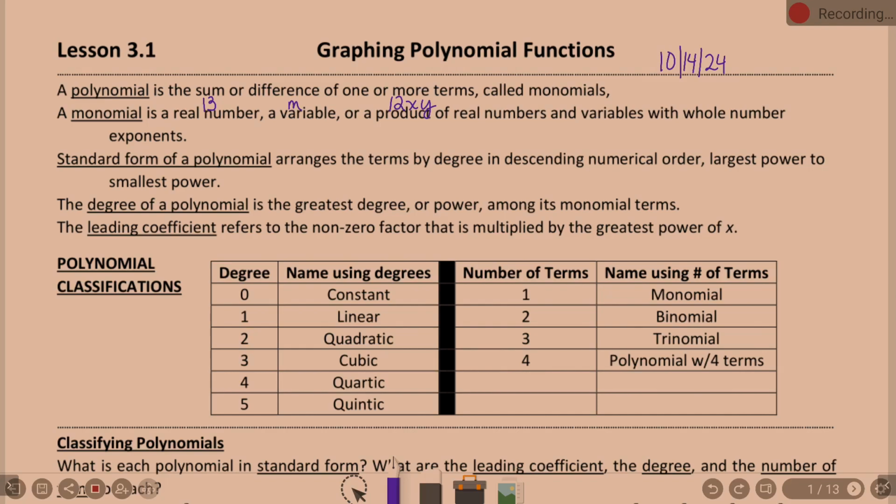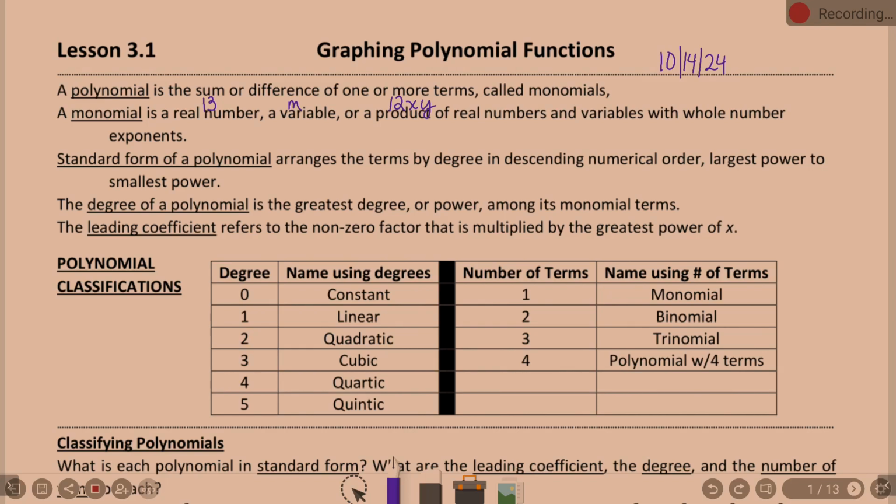We're going to talk about standard form. You guys are already familiar with standard form. Standard form of a polynomial: arrange the terms by degree in descending numerical order. So when we talk about the degree being the power, we're going from highest power to lowest power as our standard form. We're going to practice that a little bit down here on A, B, and C. We're going to talk about the degree. The degree of a polynomial is the greatest degree or power among its monomial terms. So basically, the highest exponent, your highest power, that's the degree of the problem.